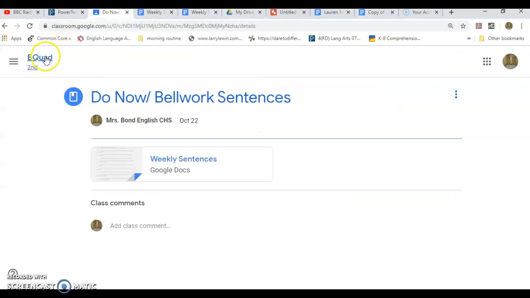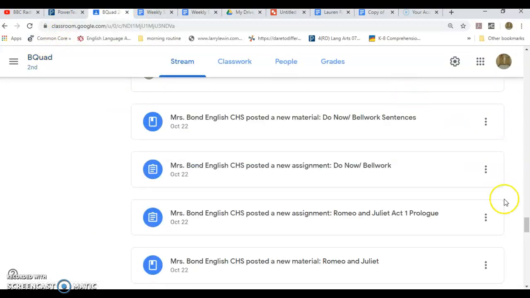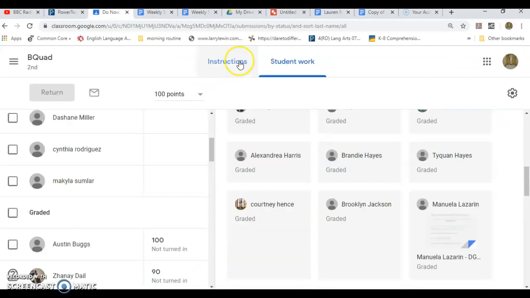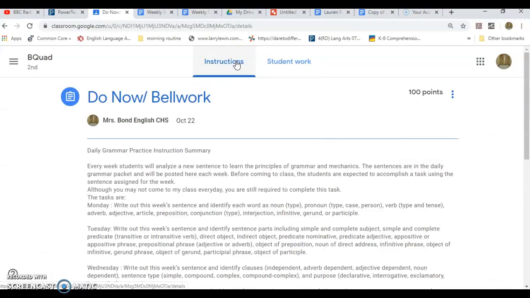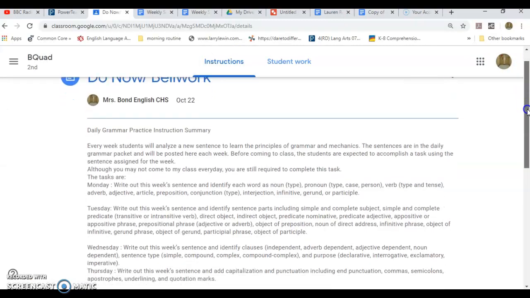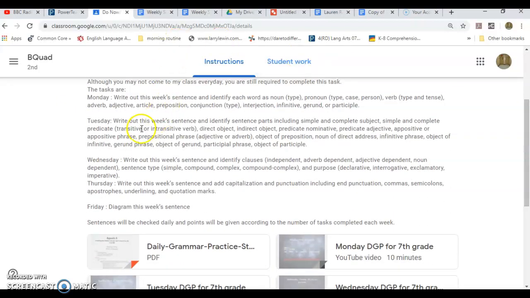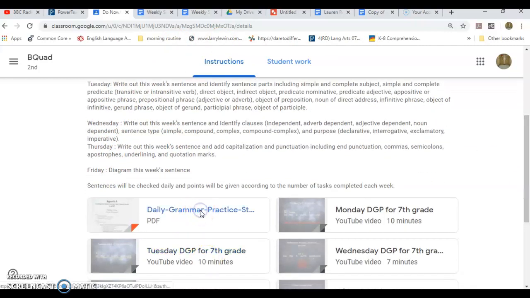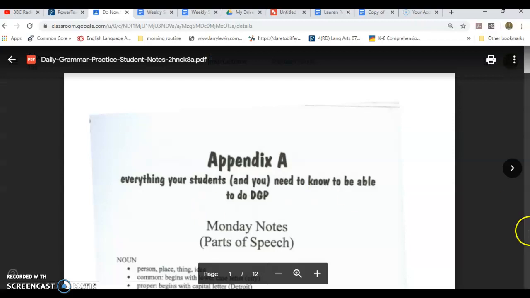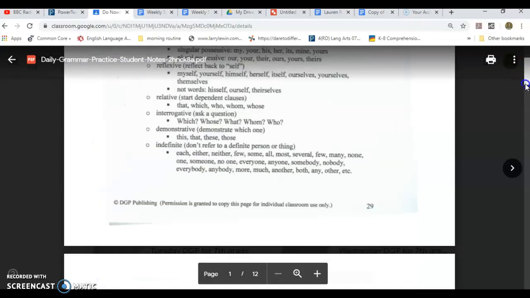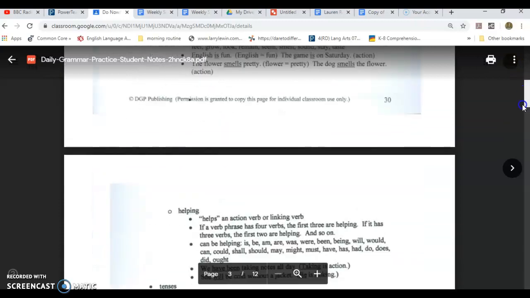So let's see. We're gonna go back to the B squad. We're gonna scroll down and let's see. We're gonna go in here because I do remember telling you. I want y'all to see all that. You're gonna go to the instructions, right? So click on that Bellwork from October 22nd. Click on the instructions. I have given you the instructions. They are laid out. I've also given you an appendix for you to use. So this is going to give you everything that you need to identify.